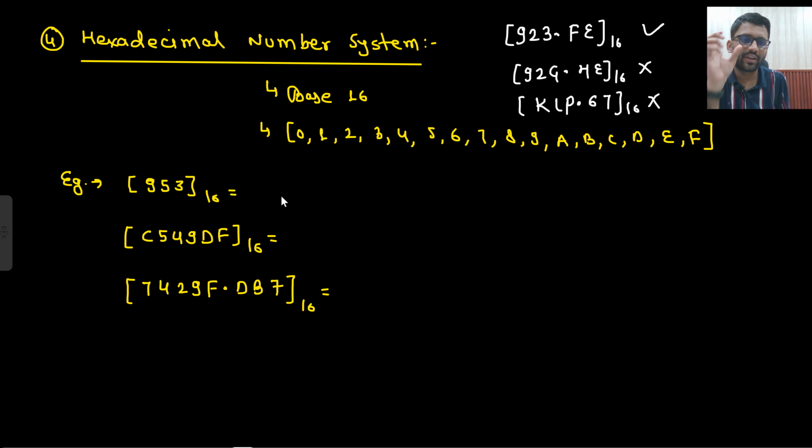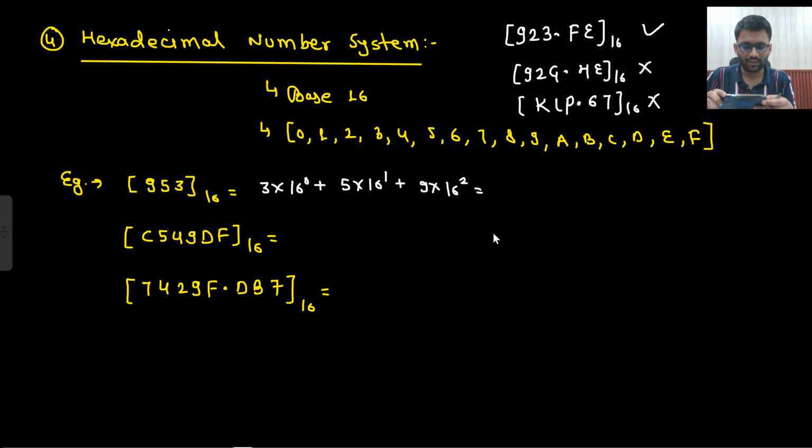So 953 base 16. How will we denote it in decimal? So 3 into 16 to the power 0 plus 5 into 16 to the power 1 plus 9 into 16 to the power 2. So 16 squared into 9 plus 16 into 5 plus 3. So 2387. I am getting 2387 in base 10. This is in decimal because all these are decimal calculations.